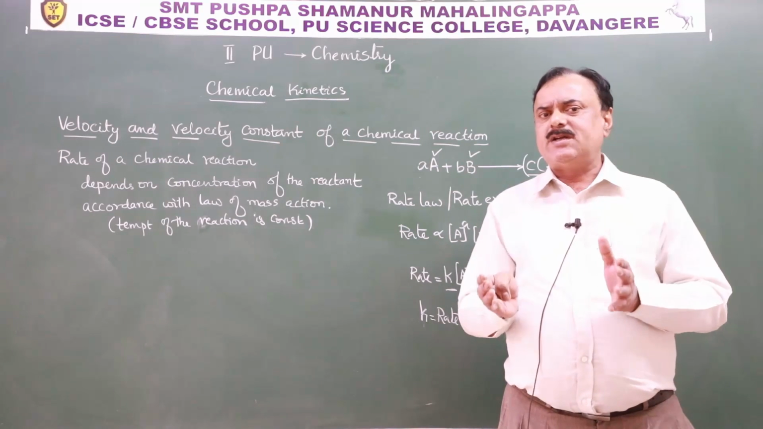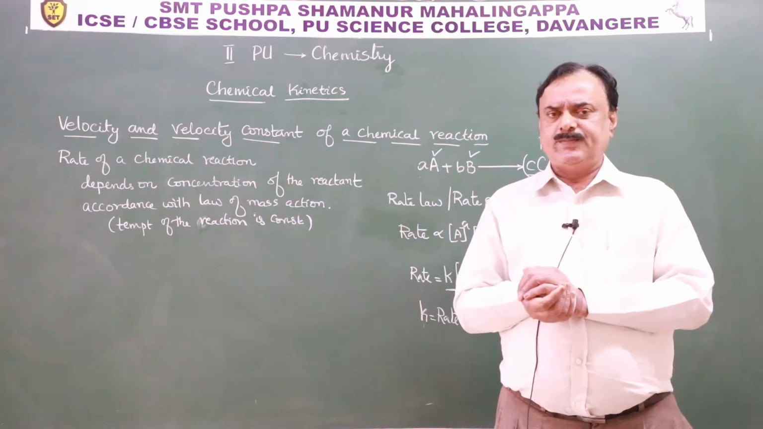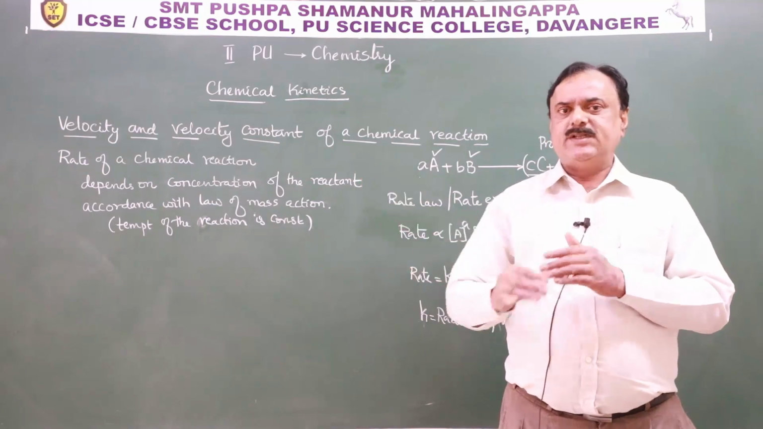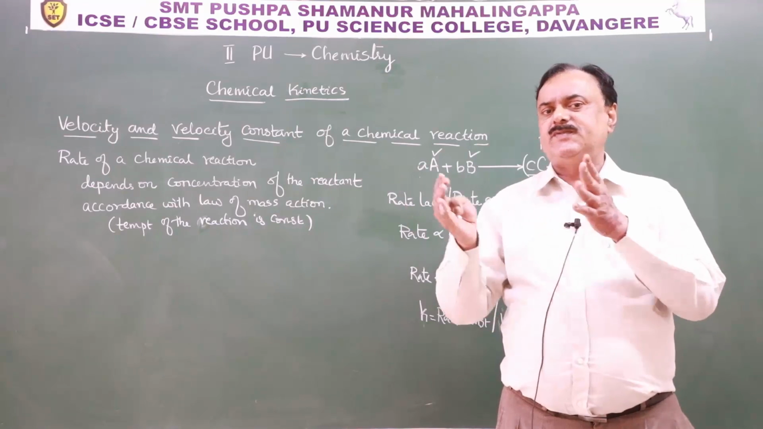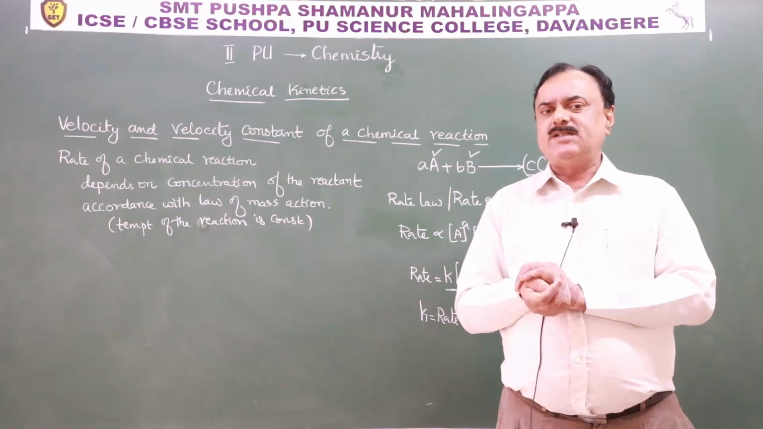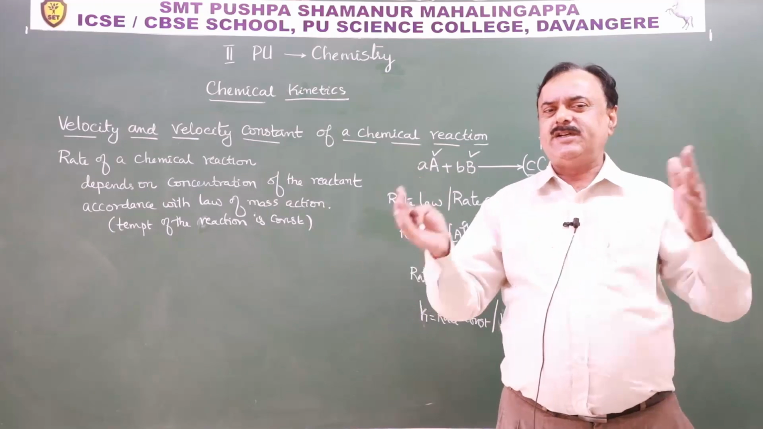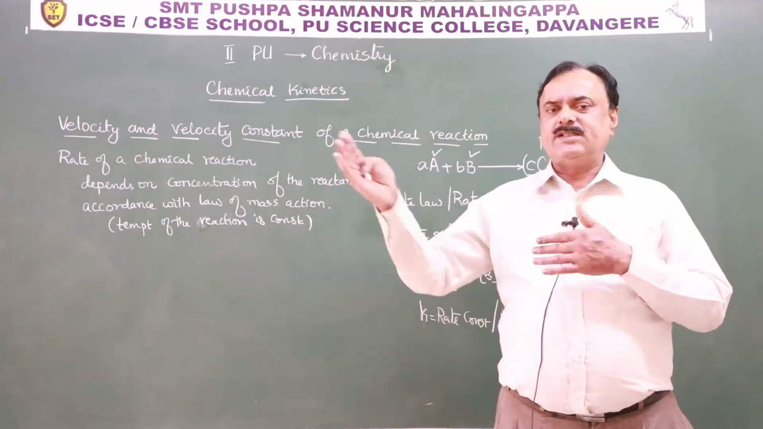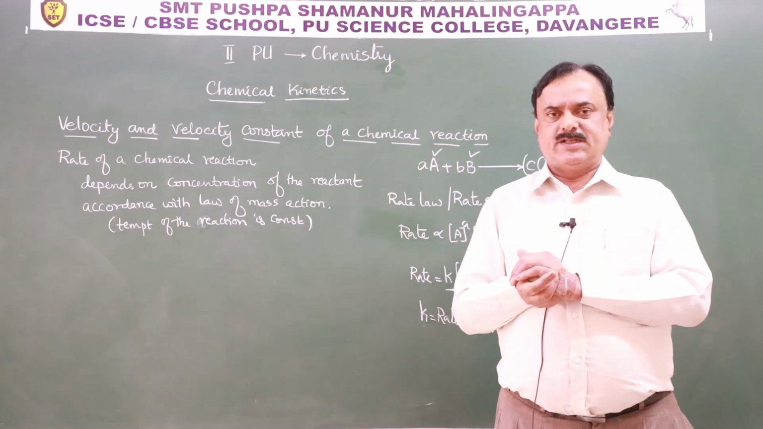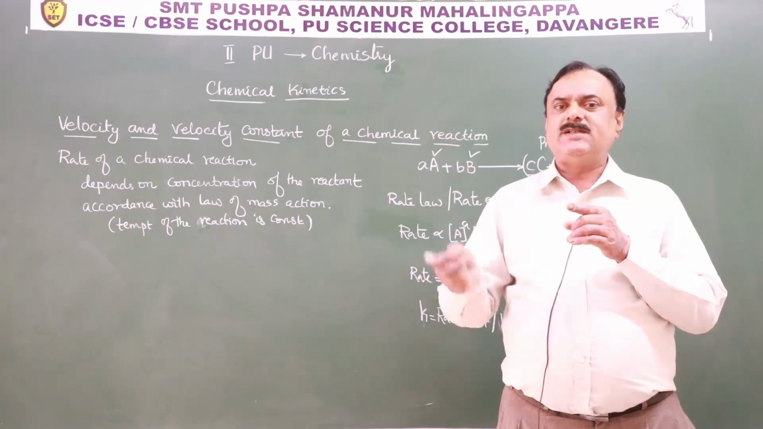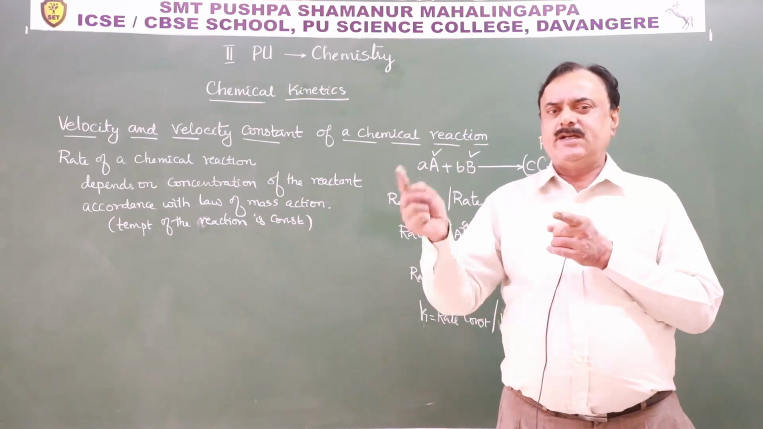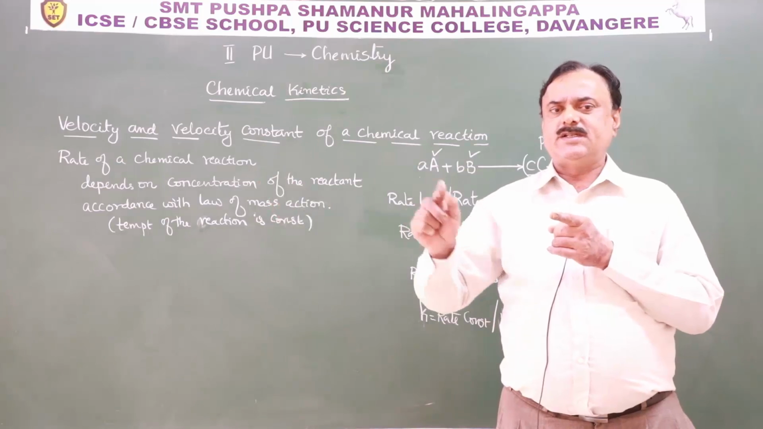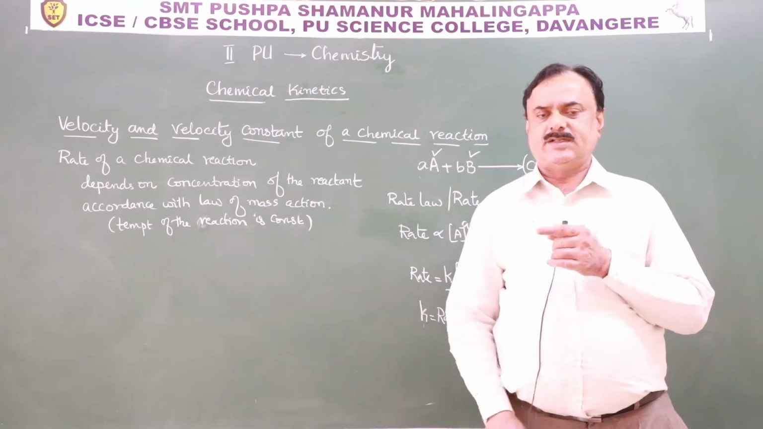In the beginning, the molar concentration of the reactant is more, therefore the velocity will be more. As time increases, the molar concentration of the reactant decreases because the reactants are converted into products, and hence the velocity of the chemical reaction also decreases. Therefore, the velocity decreases from the initial concentration to the final concentration of the reactant.